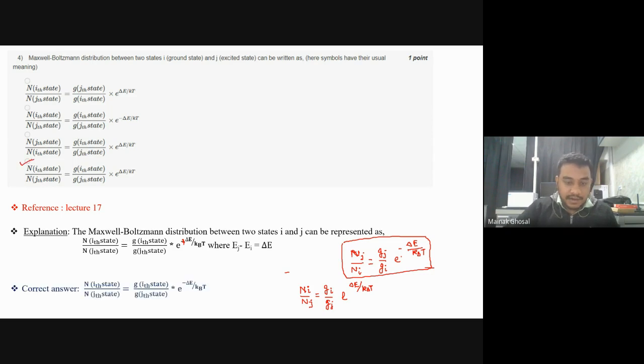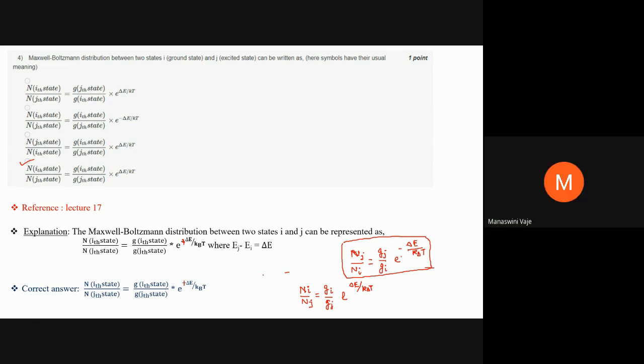So the correct answer, I will also correct it in the slide. It will be a positive sign. Okay, so you will understand that.